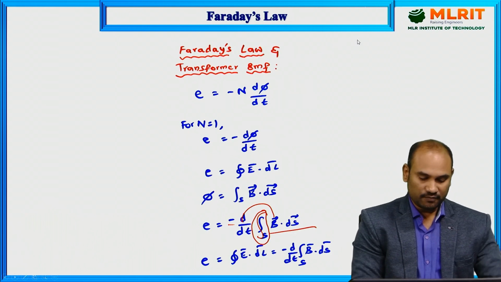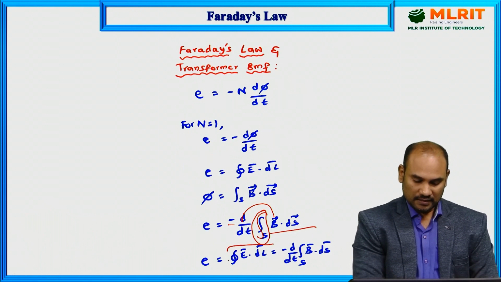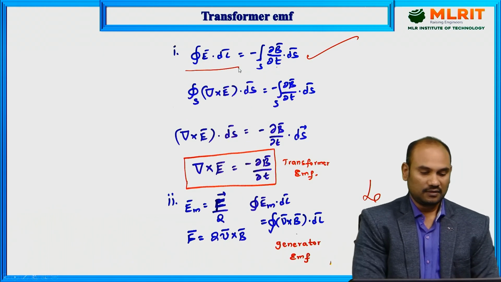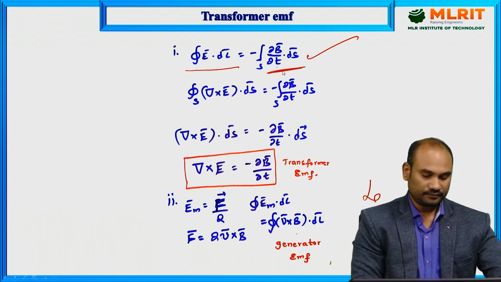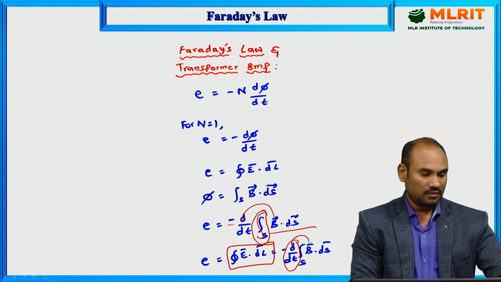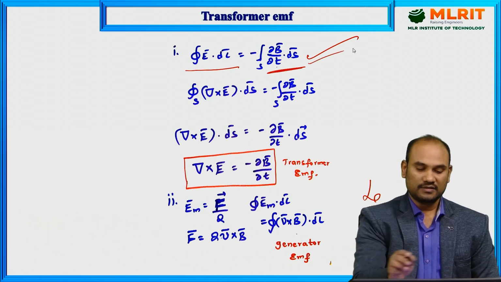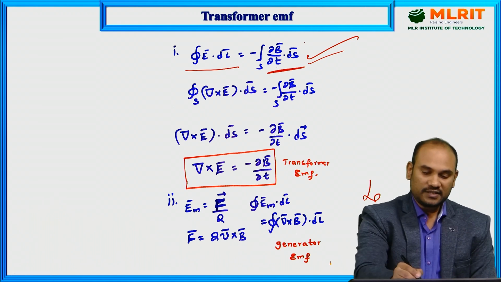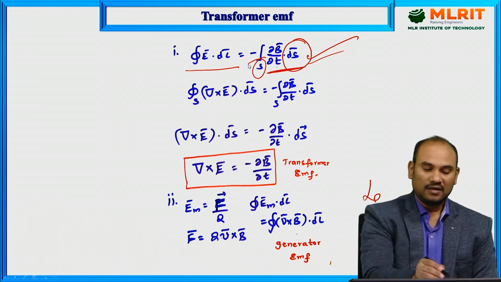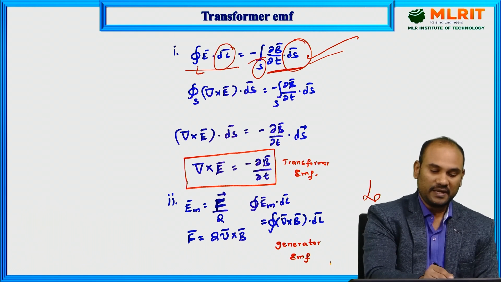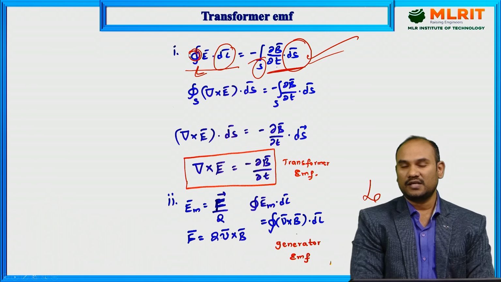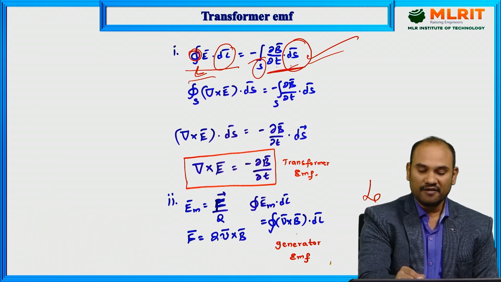On the left hand side, what do you have? Integral E dot dl. On the right hand side, taking this d by dt inside, it becomes dou B by dou t, surface integral of dou B by dou t dot dS. Now on the right side you have dS, a surface integral. On the left side it is dl, so it will be a line integral. Of course it is a closed line integral, but basically it's a line integral.